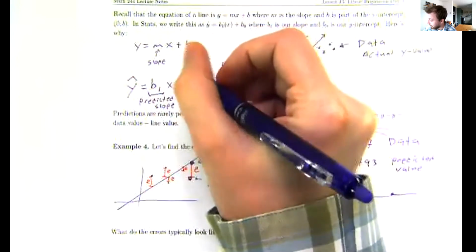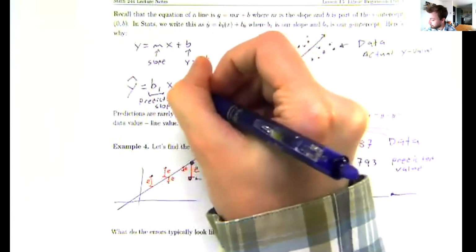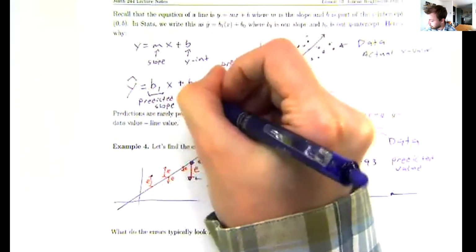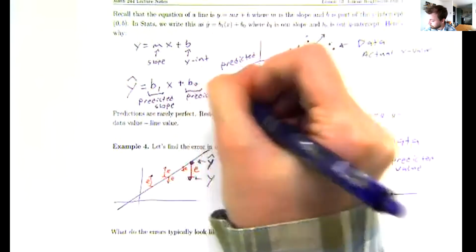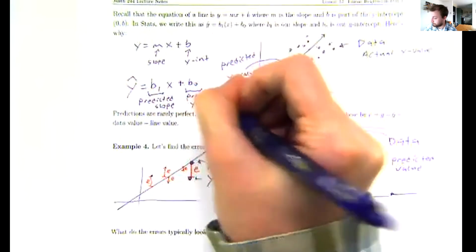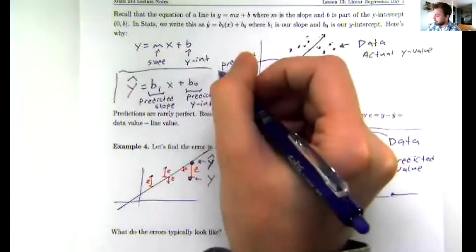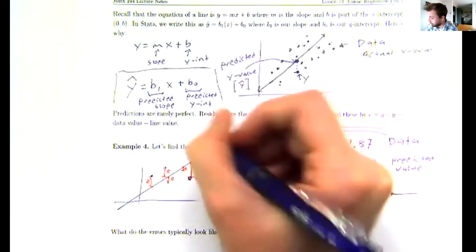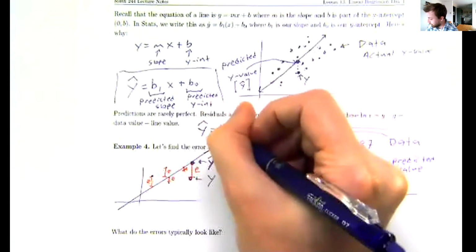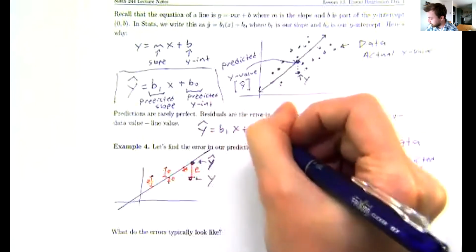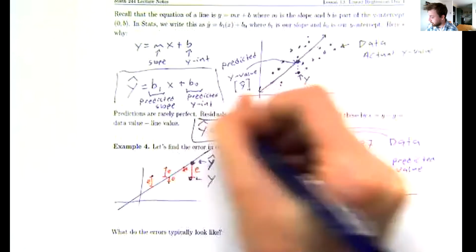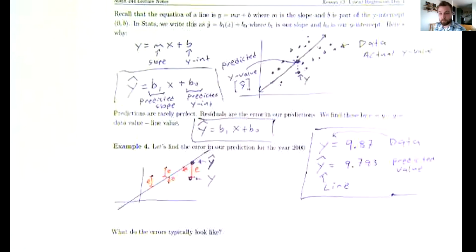And you have plus b0. b0, this is your predicted y-intercept. I'm predicting everything that goes into the equation of my line. So in stats, my equation is y hat equals b1x plus b0. This is a guess of what should happen for the future.